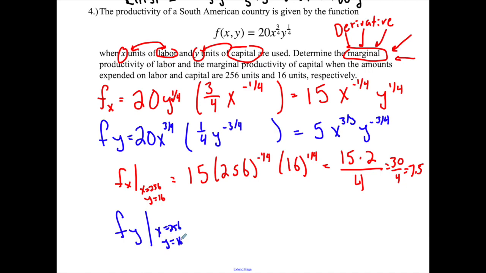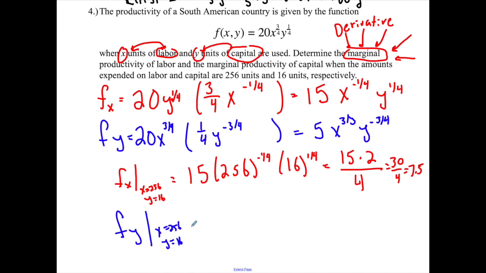So essentially what this says is that at the point in time at which I'm spending 256 units on labor and 16 units on capital, the amount that the productivity is changing with respect to the labor, right? The amount of additional productivity from labor is 7.5. So if you're going to spend another unit on labor, this is what you'd be getting out. If you spend more, this is what's happening with labor.